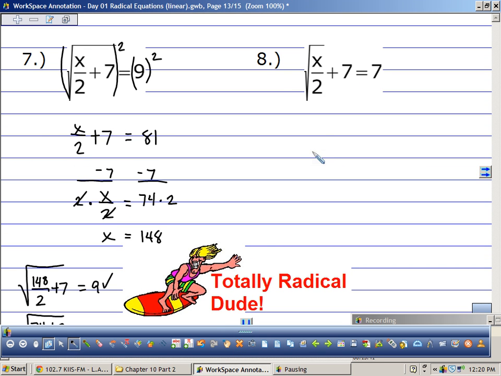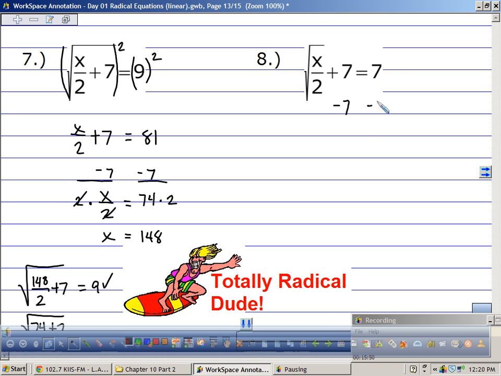Can I do anything with this? I can subtract 7 before I do anything. When I subtract 7, I get the square root of x over 2 equals 0. So x equals 0. When I plug that back in, this one's pretty easy to see, right? 0 over 2 is 0, so does 7 equal 7? Yes.